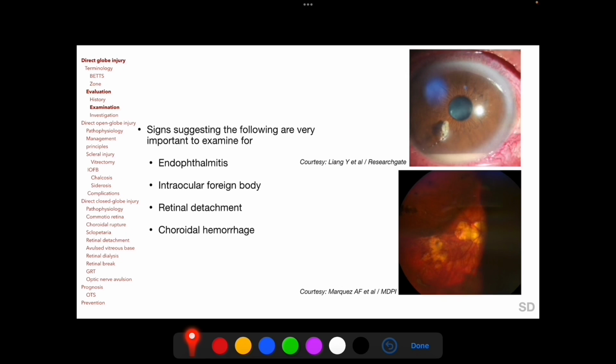And signs suggesting the following are very important to examine for: endophthalmitis, intraocular foreign body, retinal detachment, and choroidal hemorrhage, as seen here in this clinical photograph.